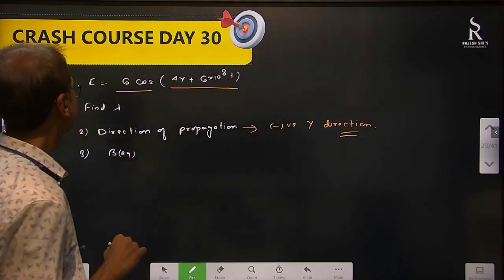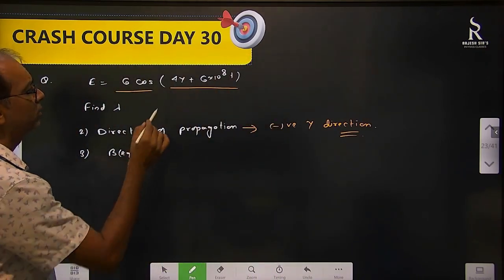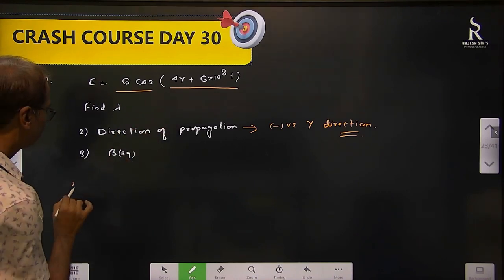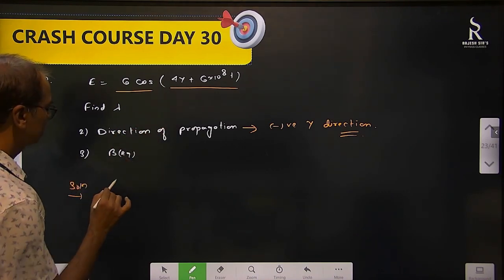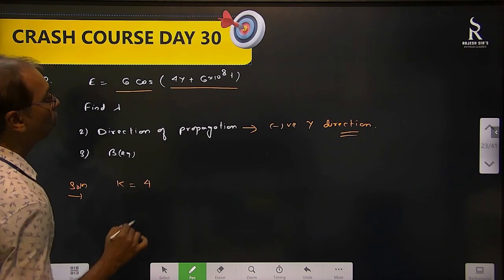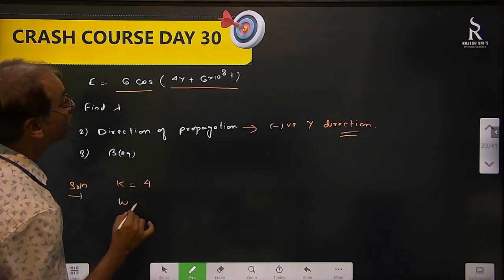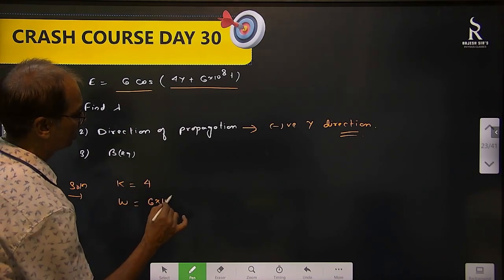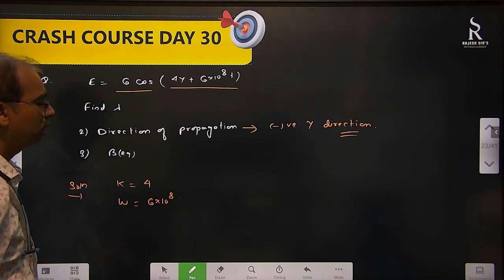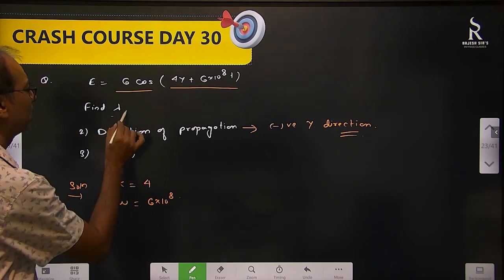Okay. Alright, lambda. So lambda is first, k value is what? K value is 4. Omega value 6 into 10 to the power 8. Okay, but what is he asking? He is asking lambda only.